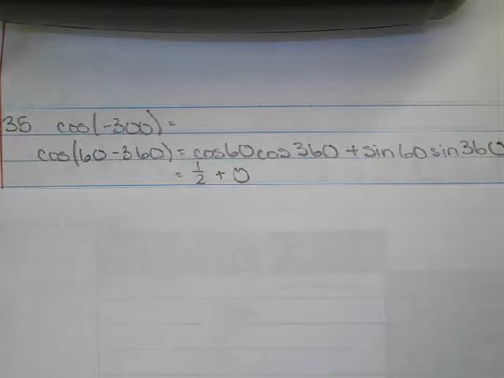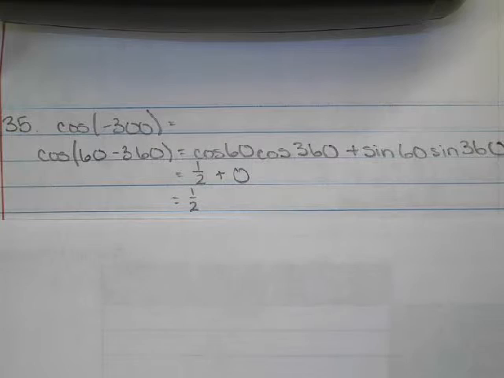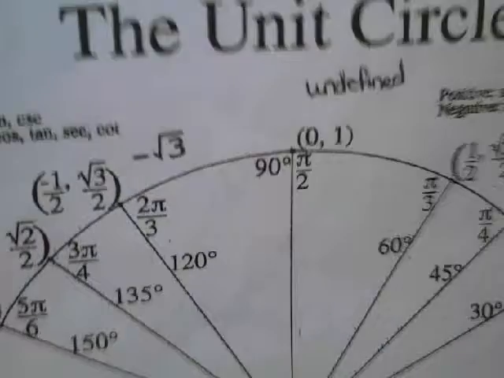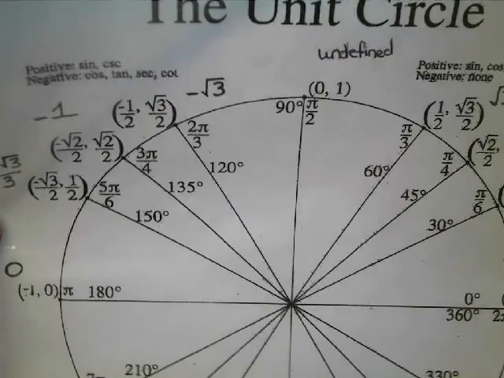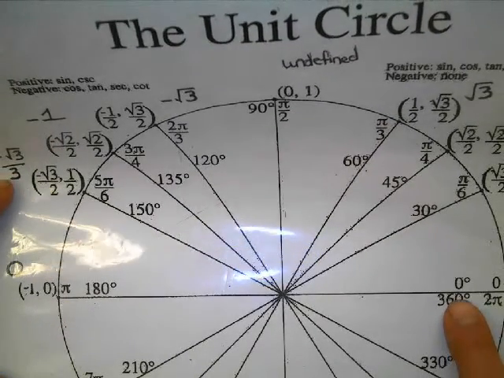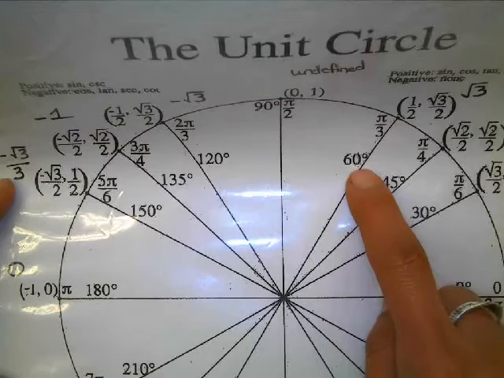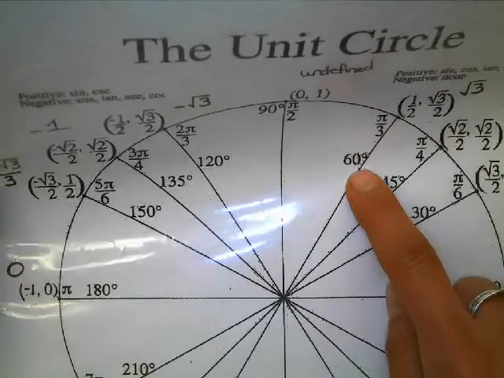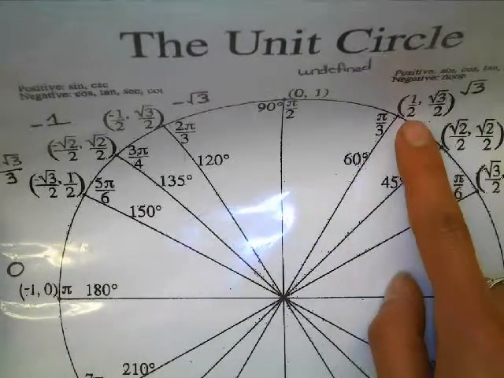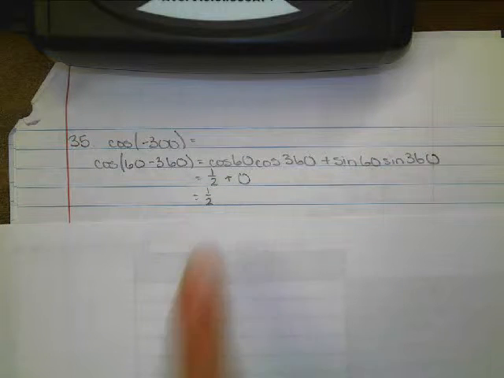Then the sine of 60 is the square root of 3 over 2, but the sine of 360 is 0, so the square root of 3 over 2 times 0 is 0. So I just get 1/2 plus 0, which simplifies to 1/2. And now you can test that by looking at your unit circle. If I start at 0 and I want to go to negative 300, I'm going to go back to 60 here. This is the negative 300. That's the coterminal angle. It's 60 degrees. The cosine of 60 degrees is 1/2, which is exactly what we got. And that's how you can use the angle sum and difference formulas.